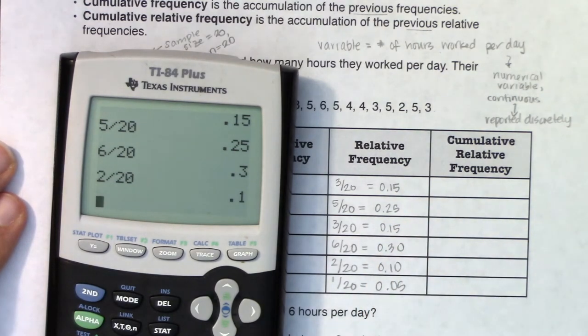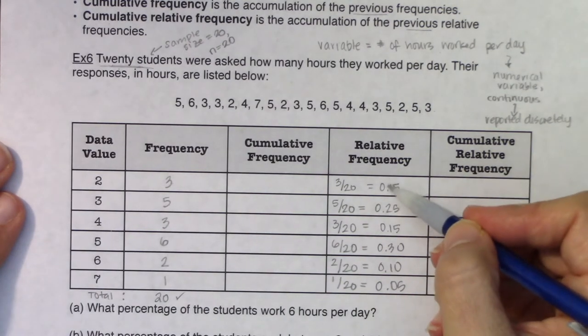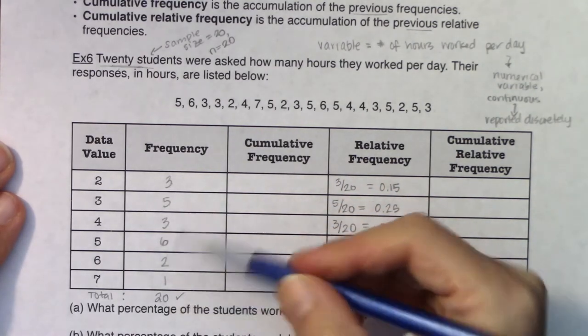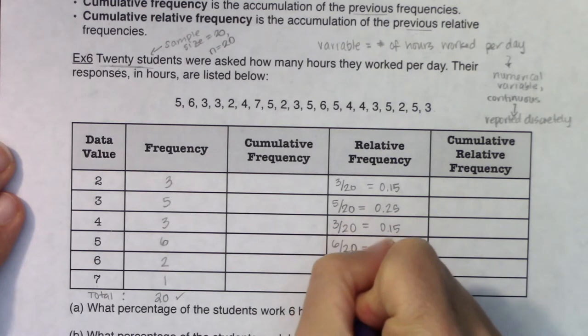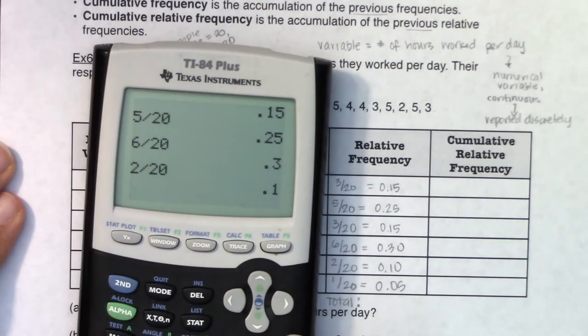Okay, so one thing I do want us to do, I want us to total these relative frequency columns out, all right? In the same way that we totaled the frequency columns out and got to the sample size, something special should happen when you total out your relative frequency column. So let's take a look. All right, we've got 0.15, 0.25.